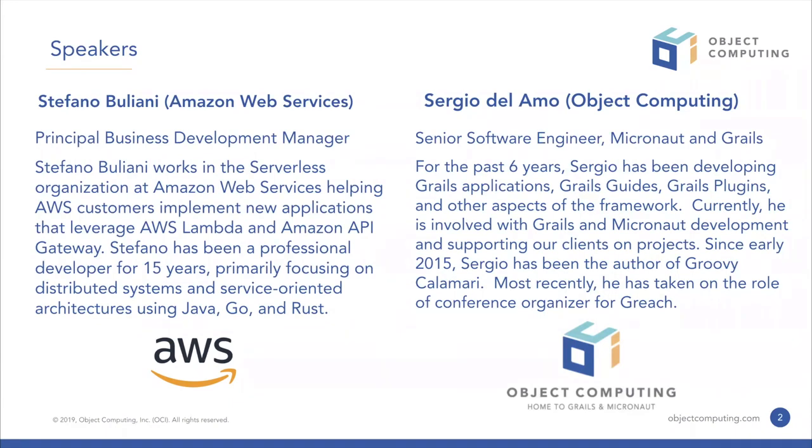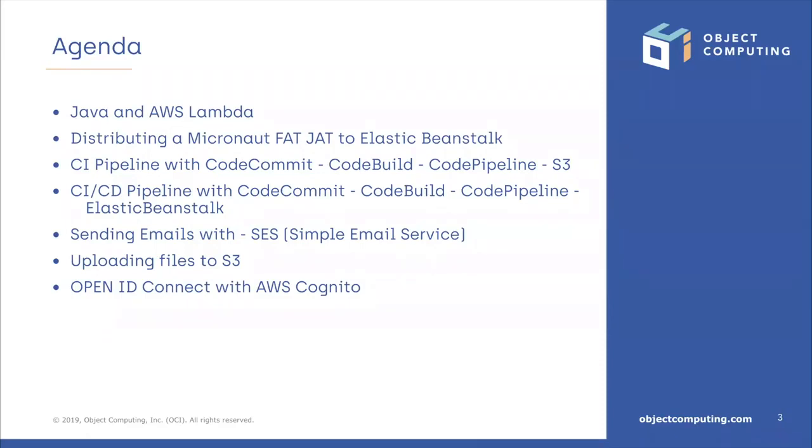I want to cover only the agenda before I let Stefano tell us about AWS, Lambda, and Java. So the first part of the presentation is going to be about that. Then we are going to discuss how to distribute Micronaut applications to another AWS service such as Elastic Beanstalk, with a couple of tips and tricks. Then we are going to see how to set up a CI and CD pipeline using some of the AWS developer tools such as Code Commit, Code Build, and Code Pipeline. We are going to see a couple of the most usual things that we often have to do as developers in an application, such as sending emails or uploading and saving files.